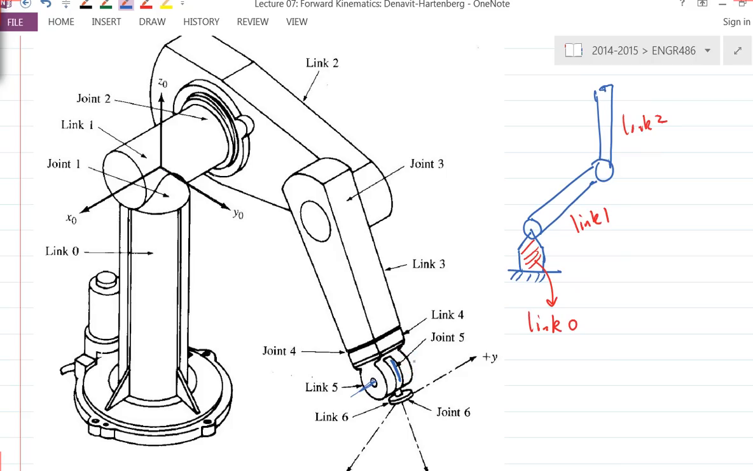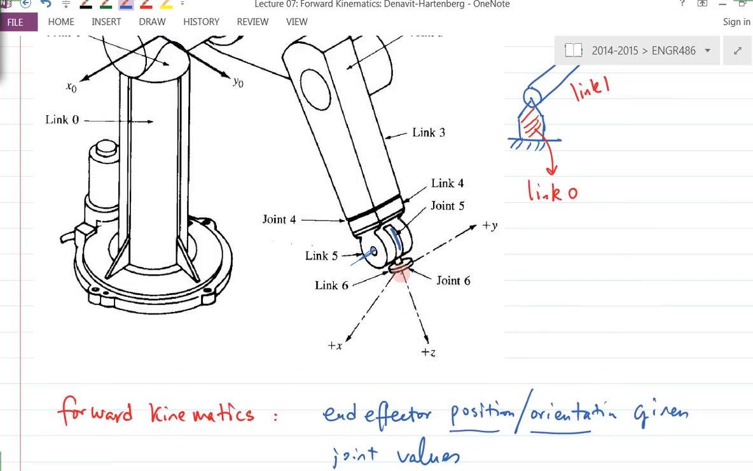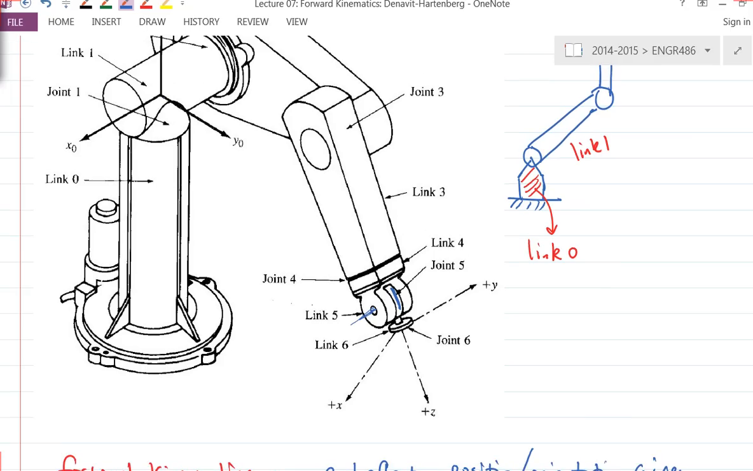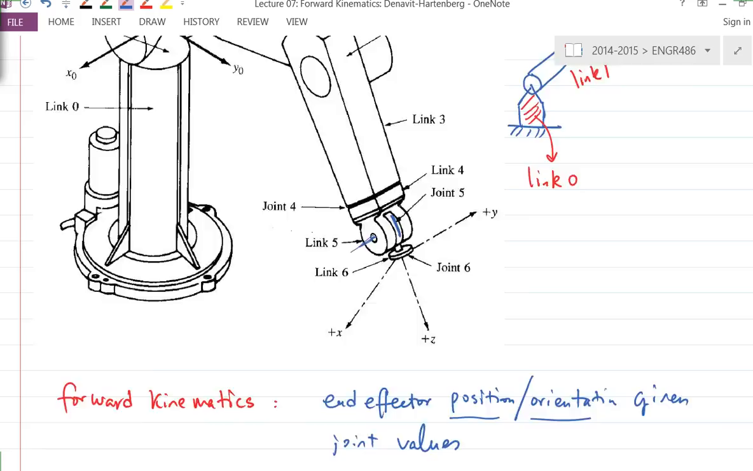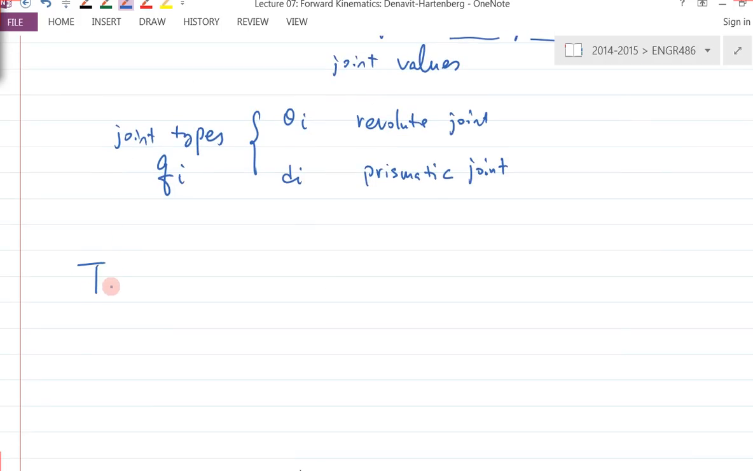And orientation is represented, remember, by what? By the rotation matrix. So you can attach a frame at the end effector, in this case. This is basically a frame, x6, y6, z6, attached here. So if we can derive the orientation between that end effector frame and the base frame, that basically is the orientation.